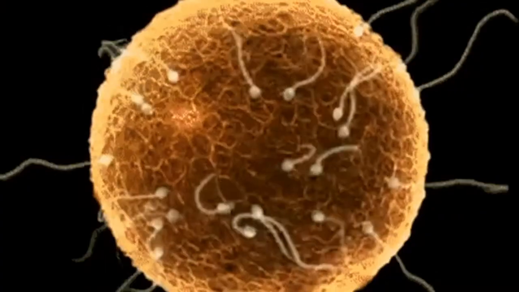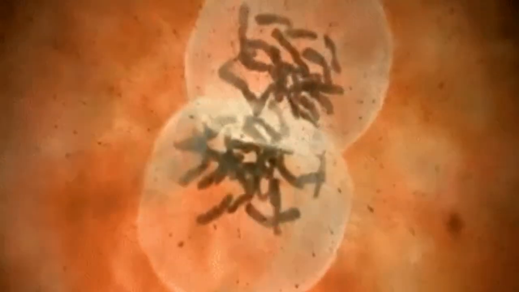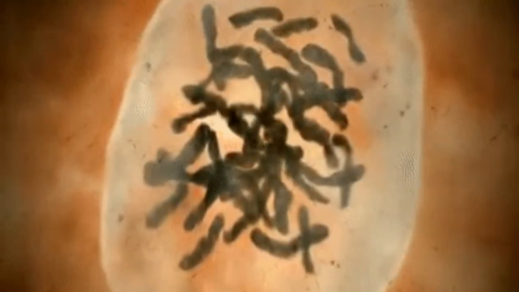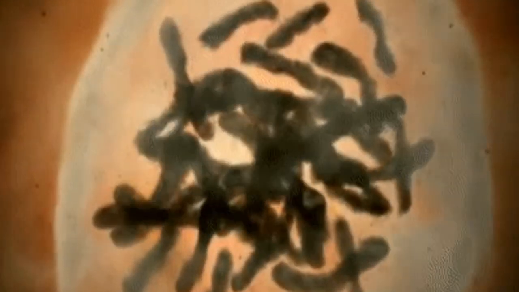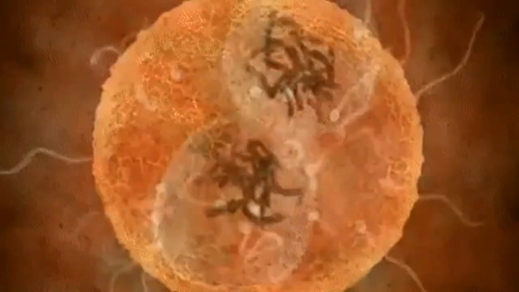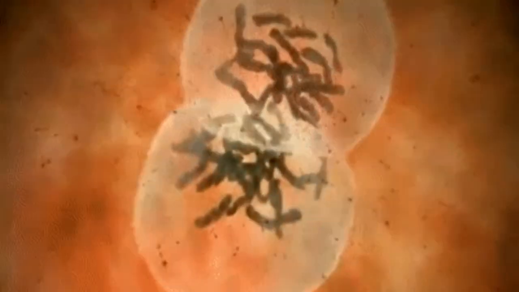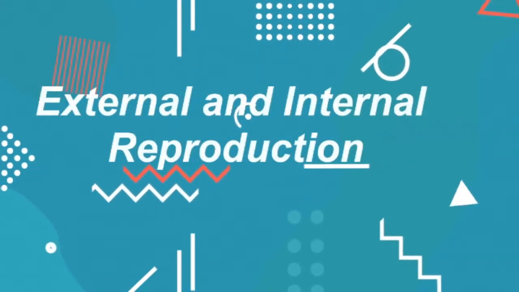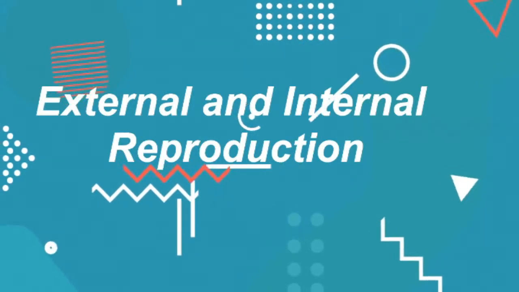The resulting fertilized egg or zygote contains genes from both parents. Hence, the offspring have unique combinations of genes. Offspring of sexual reproduction differ genetically from their siblings, and species extinction is highly unlikely. There are two types of animal reproduction, namely external and internal reproduction.